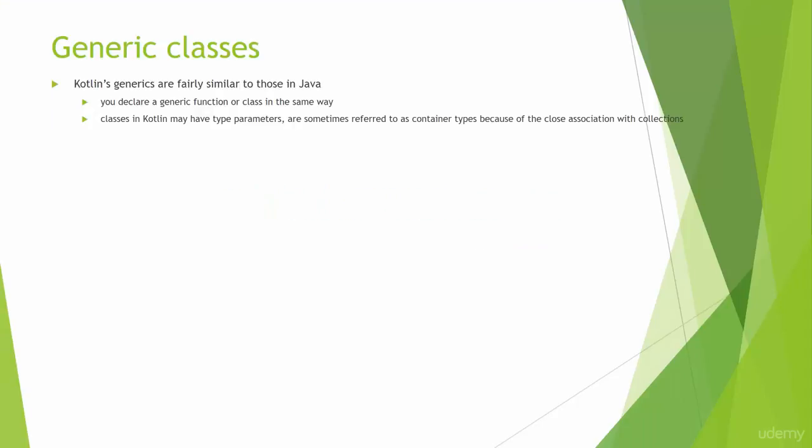So generic classes. Kotlin's generics are fairly similar to those in Java. You would declare a generic function or a class in the same way you do in Java. Classes in Kotlin may have type parameters. They're also referred to as container types in Kotlin because of the close association with collections. Right? We know that collections are implemented using generics, and because collections are such a focal point in Kotlin, generics are referred to as container types.